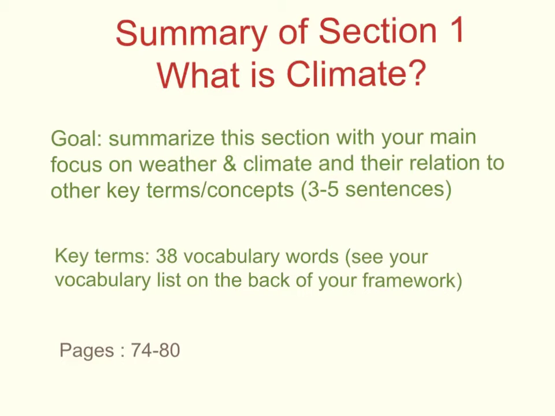Seasons, axial tilt, latitude, equator, poles, prevailing wind, weather, climate, surface currents, desert, lake effect, mountain, elevation, rain shadow, and desert. You do not have to include all 38 terms in your summary, but please pick a few key vocabulary to include in your 3 to 5 sentence summary. The pages that would help you with this summary include pages 74 through 80. At this time, please pause the video while you complete your summary.